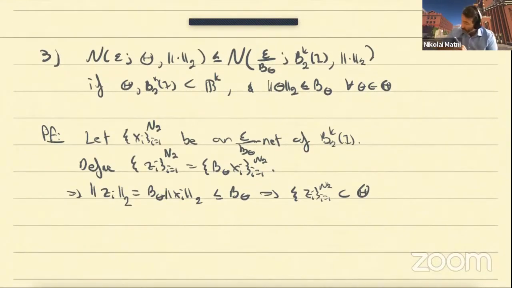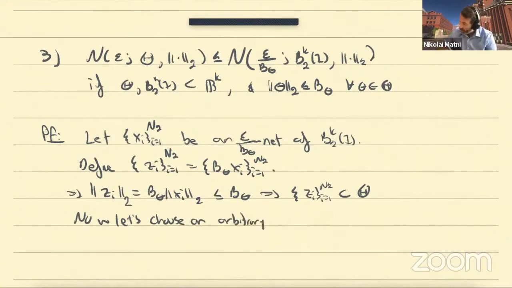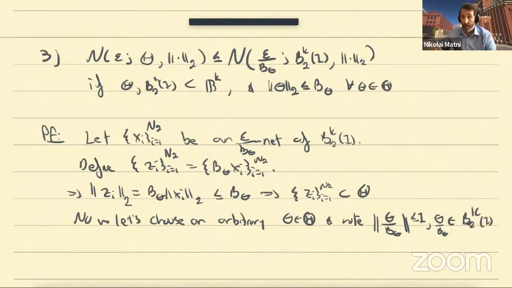Okay, so now let's choose an arbitrary theta in this space, and note that if I renormalize it by the radius, its norm is less than or equal to 1, which means that theta over B theta also lives in this Euclidean ball.